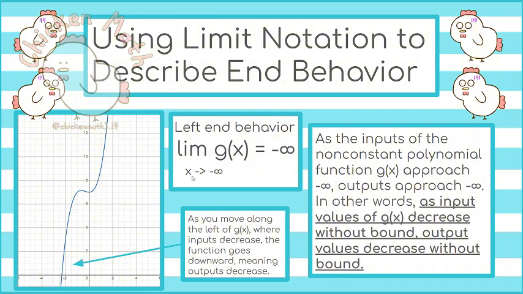So the limit of g of x as x approaches negative infinity is negative infinity. This describes the left end behavior, the left side. This isn't the complete end behavior. To have the complete end behavior, you would want to use the right side too. You would want to include both, so you would also say x approaches infinity and then describe that. But this is just an example. You could say as input values of g of x decrease without bound, output values decrease without bound as well, because as you're going towards the left end of our graph, our graph is going downwards, so our outputs are decreasing.